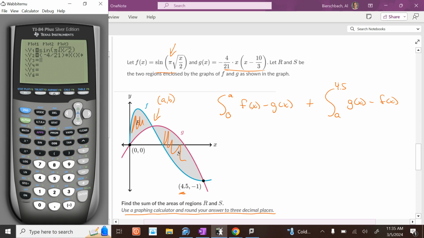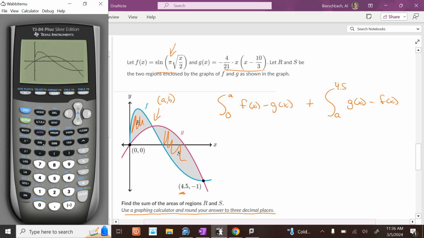If we go zoom 6, so we square it up, we've got this going on, and it looks pretty much the same. So now I'm going to go with my window, like -1 to 5, and I'm going to get a lot closer here, like -2 up to 2. That way I can see the graph a whole lot closer. Okay, so we got this going on, and I want to find that point right there.